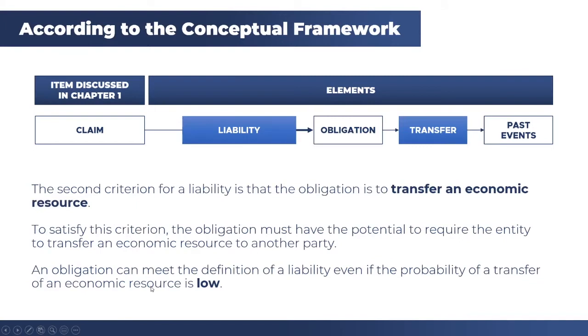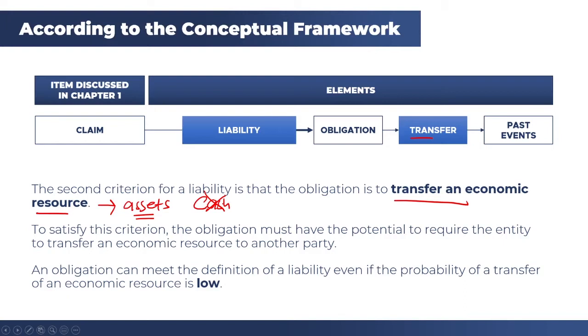The second criterion for a liability is that the obligation is to transfer an economic resource. So as you know from the first video, when the conceptual framework says an economic resource, they mean an asset. They didn't specifically say cash, although it is the more common way of extinguishing a liability, but you have to give up something. You have to give up a resource in order to extinguish a liability. So that is the second criterion. To satisfy this criterion, the obligation or the liability must have the potential to require the entity to transfer an economic resource to another party.